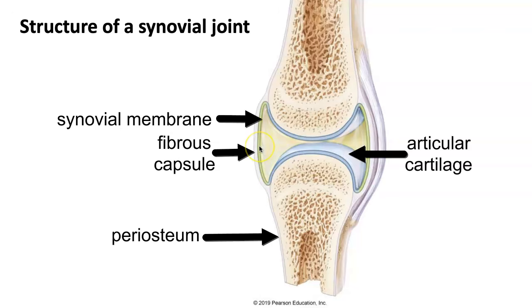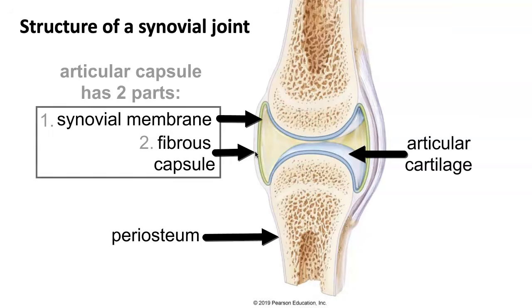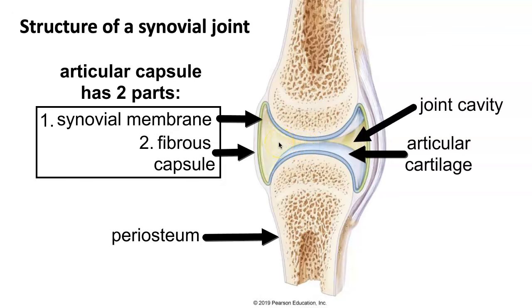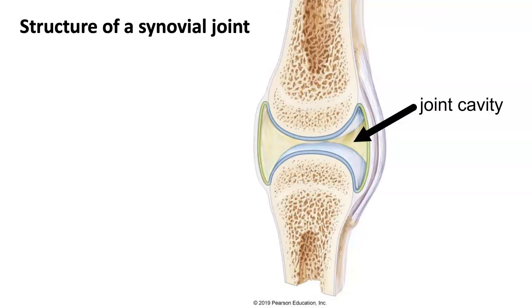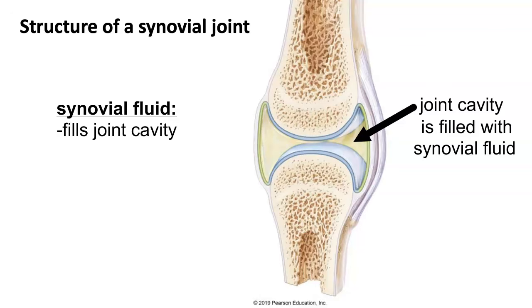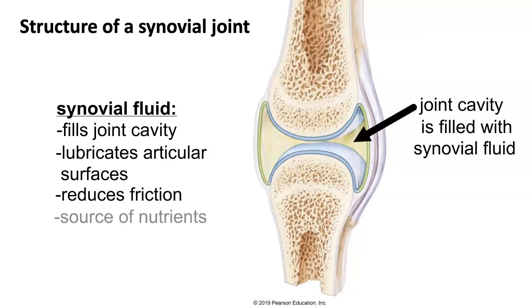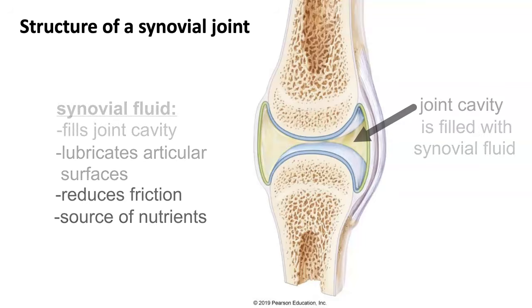But the synovial membrane lining the fibrous capsule together form what's called the articular capsule, and it encloses the space between the two bones, which is known as the joint cavity. The synovial membrane that lines the articular capsule produces synovial fluid. The synovial fluid fills the joint cavity. It's a very viscous fluid that sinks into the articular cartilage. It reduces friction in the area, and it also provides nutrients to the articular cartilage.